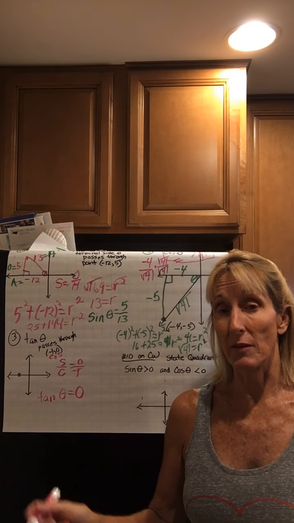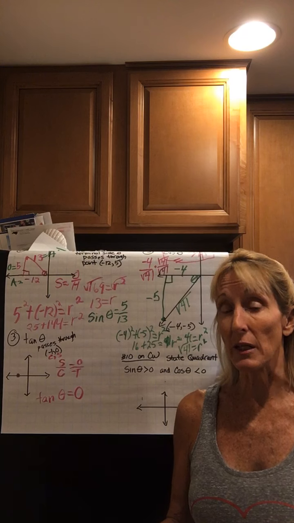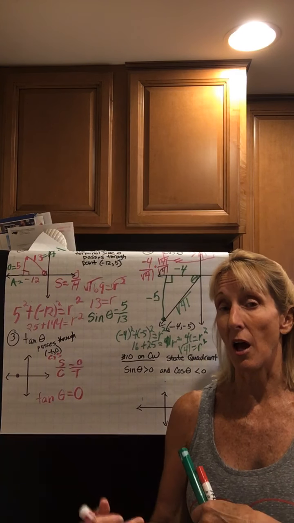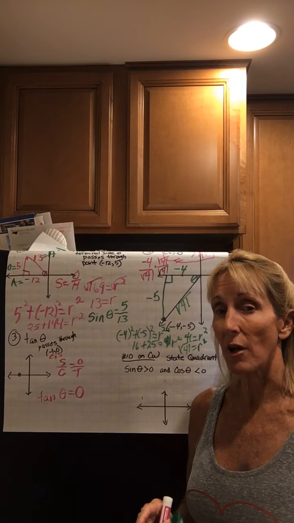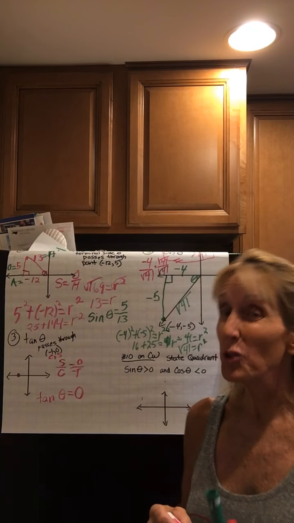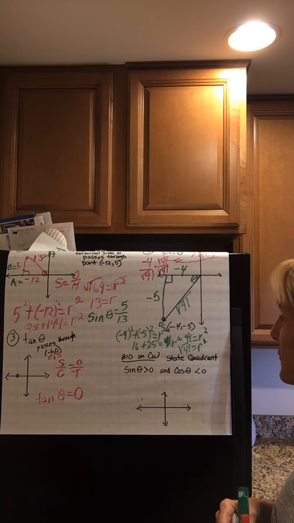Those are my favorite. You don't have to do the Pythagorean theorem. You don't have to do anything. So to find tangent, it's just sine divided by cosine. That's all we did. Sine divided by cosine. That's it. You do have one of those, so that would be nice.